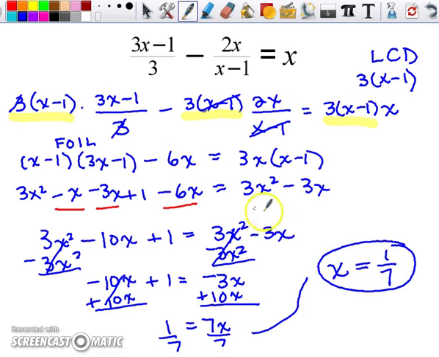The restriction of x not equal to 1 does not affect this result. And we could check this solution by plugging that 1/7 back into our original x and solving. If you do that, you will see that 1/7 is a correct solution.